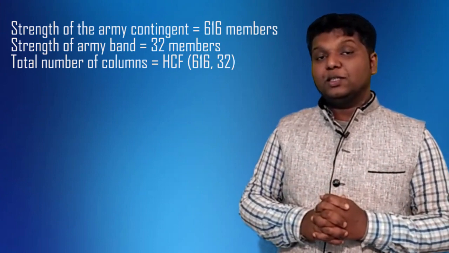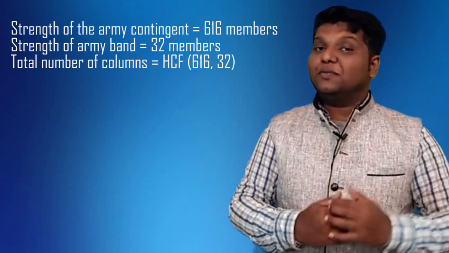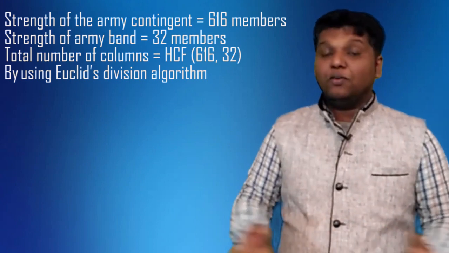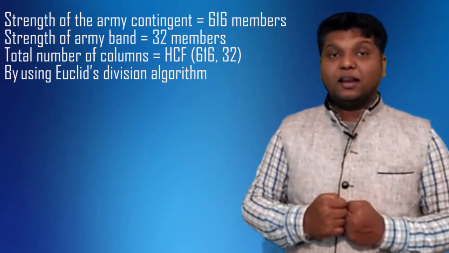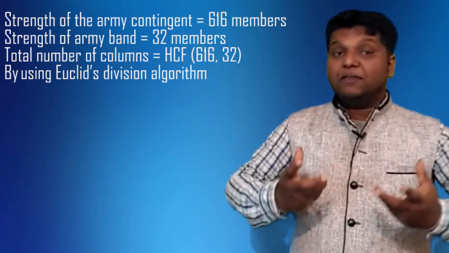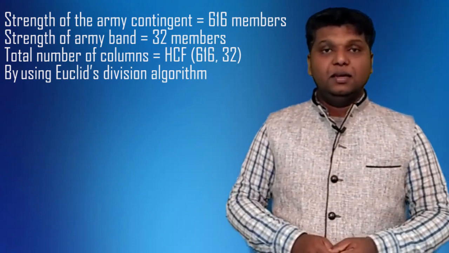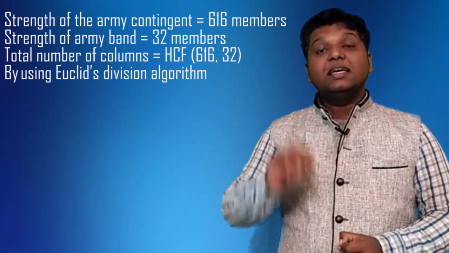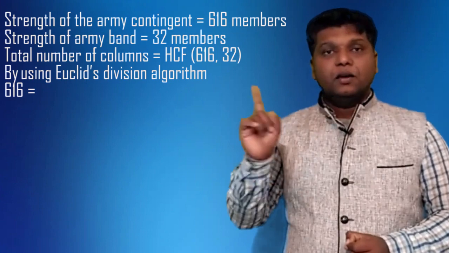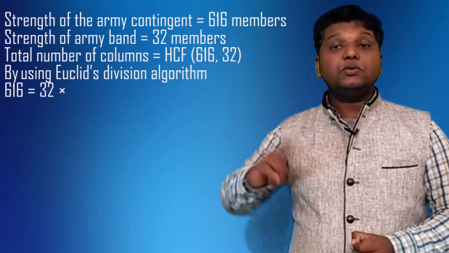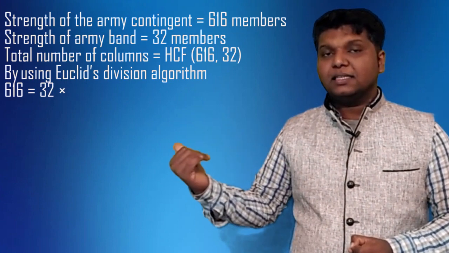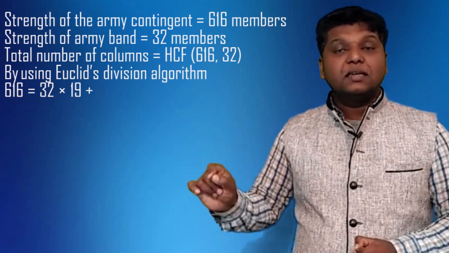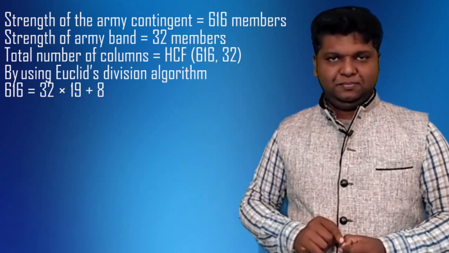How will you find the HCF of these two numbers? In the previous question we discussed that by using Euclid's division algorithm. So let us go forward. What is Euclid's division algorithm? Whenever two numbers are given, you have to choose the bigger number. Here the bigger number is 616, right? So we write 616 is equal to 32, into how many times? Just divide and see. 19 times. So 616 = 32 × 19 + 8, which gives a remainder 8.